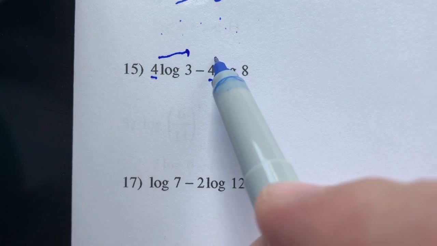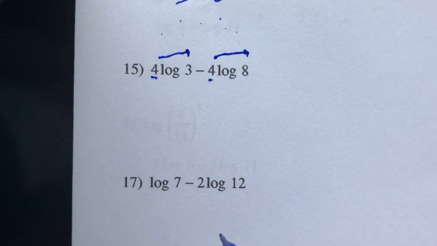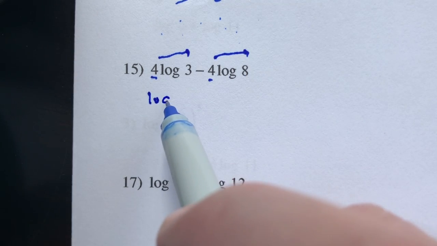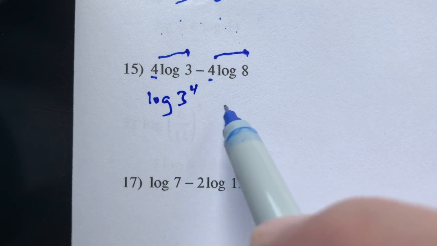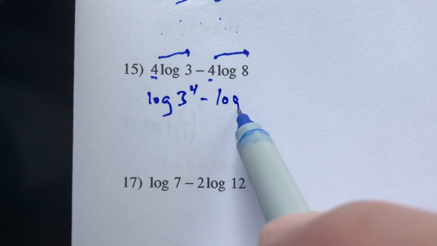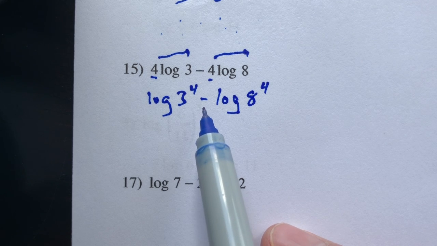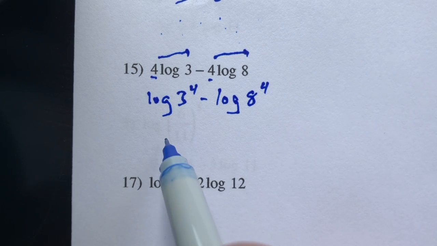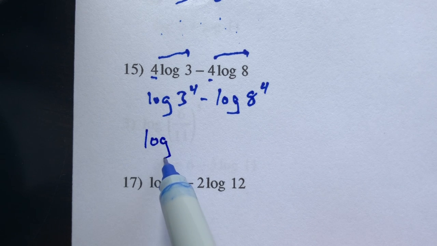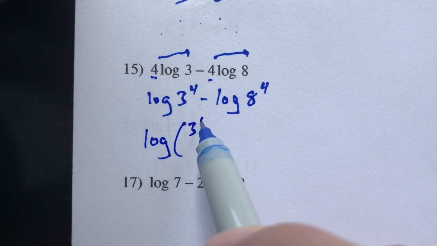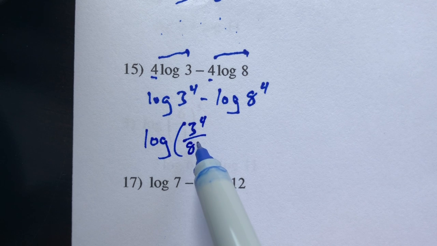Right? We're working backwards now. These can pop up and become exponents. So this can become log of 3 to the 4th minus log of 8 to the 4th. Okay, so I can pop that 4 up into the exponent. Now I see the subtraction, and we know it's a quotient when we see this. So now I can condense it down to a single logarithm of 3 to the 4th over 8 to the 4th.